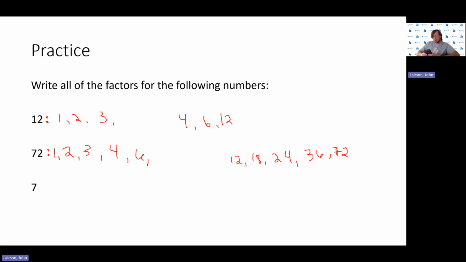12. So 6 and 12. 72 divided by 7. That's not a whole number. That's a long decimal. Not a whole number. Don't care about it. Move on to the next number.